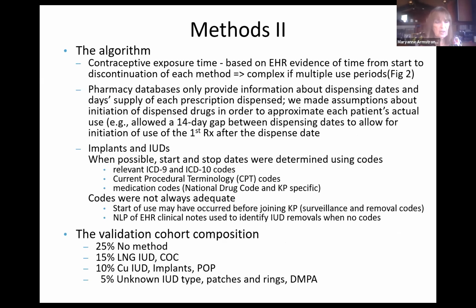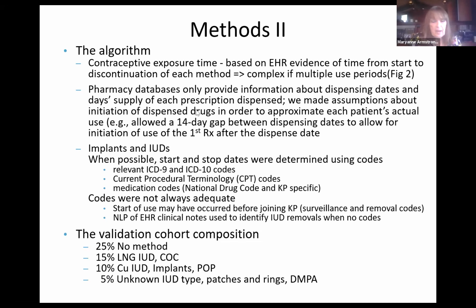So the validation cohort stratification scheme was as follows. 25% of the validation cohort used no method at any time during the study period. 15% used LNG IUDs, and another 15% used the combined oral contraceptive pills. 10% used copper IUDs, another 10% implants, and another 10% progestin-only oral contraceptive pills. And finally, 5% were unknown IUD type, patches and rings, or DMPA.